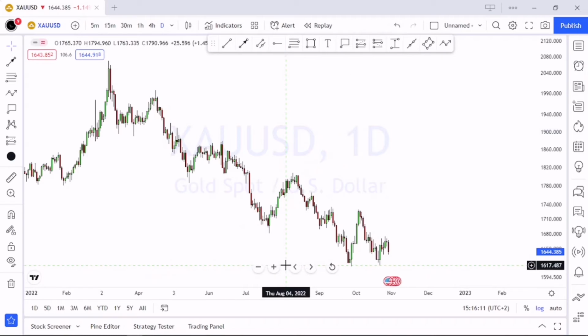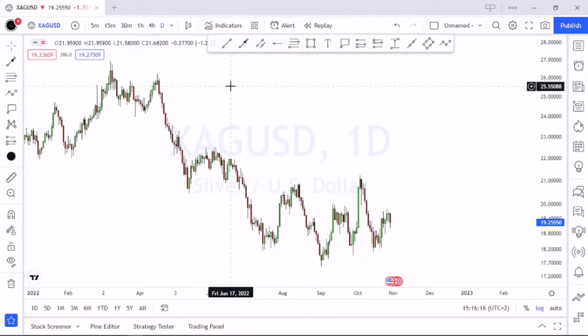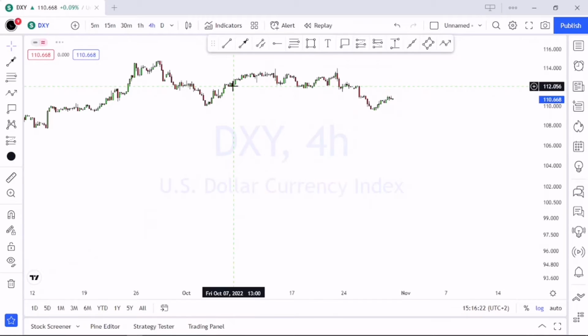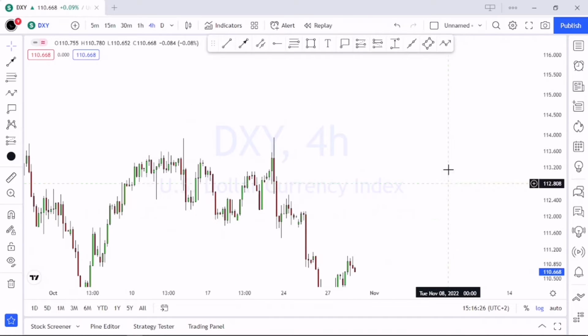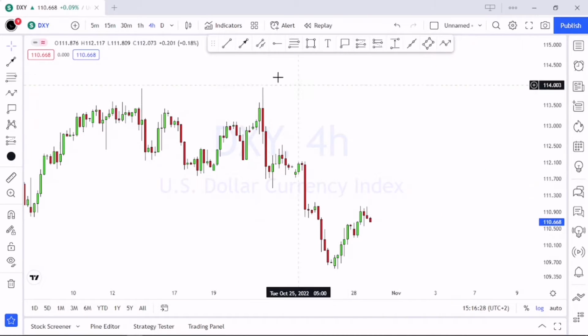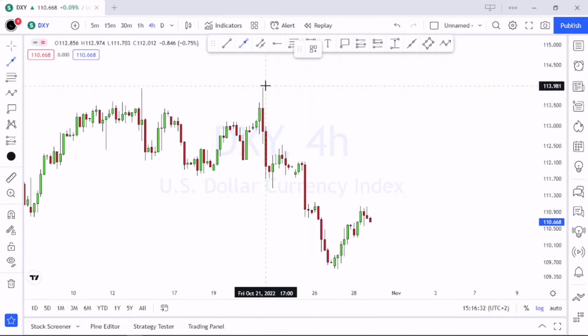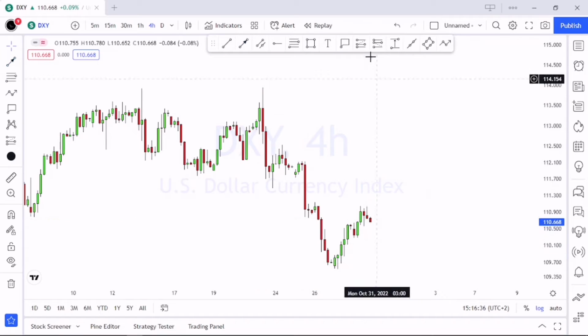So let's scale down to the 4-hour chart. Okay, 4-hour chart is what we have, right? Price has been pushing down, break of the brick wall as well. We might start to see bulls stepping in, but not just yet.